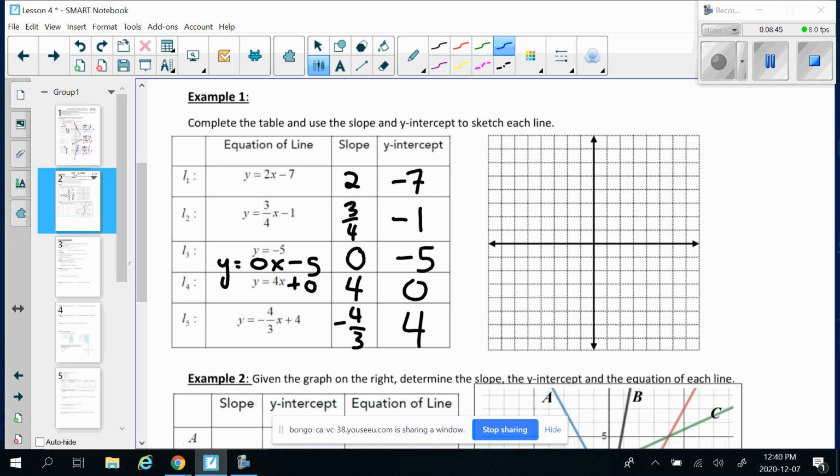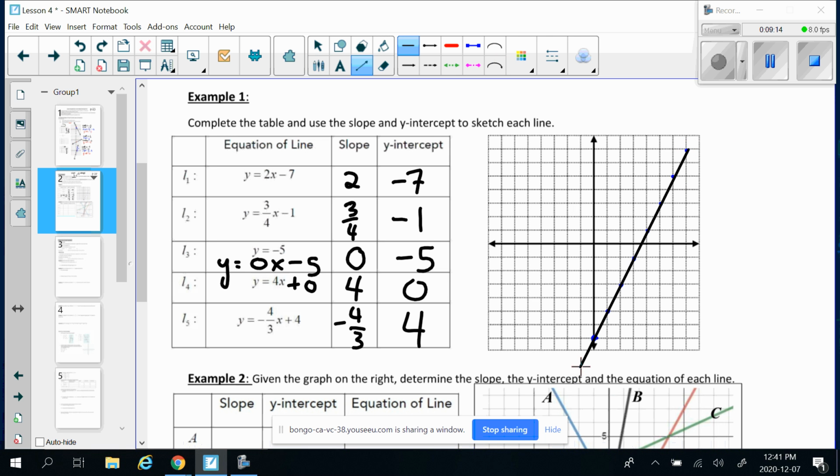So I'll plot the first 3. The first one has a y-intercept of -7. So that's usually the easiest way to start. 1, 2, 3, 4, 5, 6, 7. Here's my first line. And then I'm going to rise by a slope of 2. So that's 2 over 1. So I'm going to rise by 2, run by 1, rise by 2, run by 1, rise by 2, run by 1, and so on and so forth. So if you do this, you will be able to draw your line quite quickly.